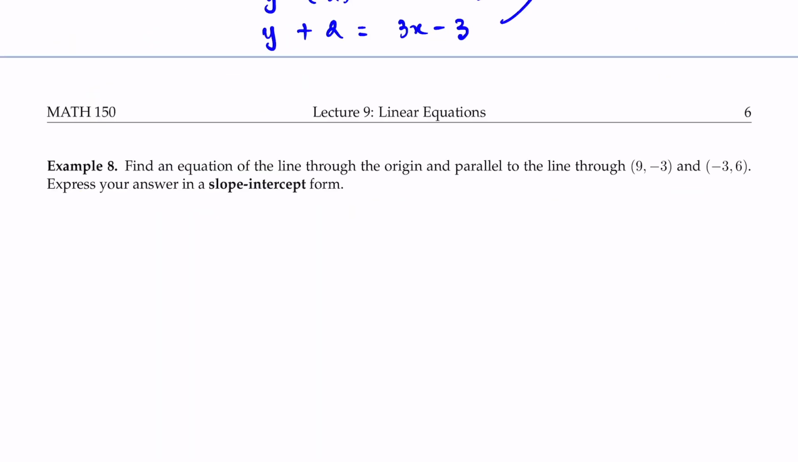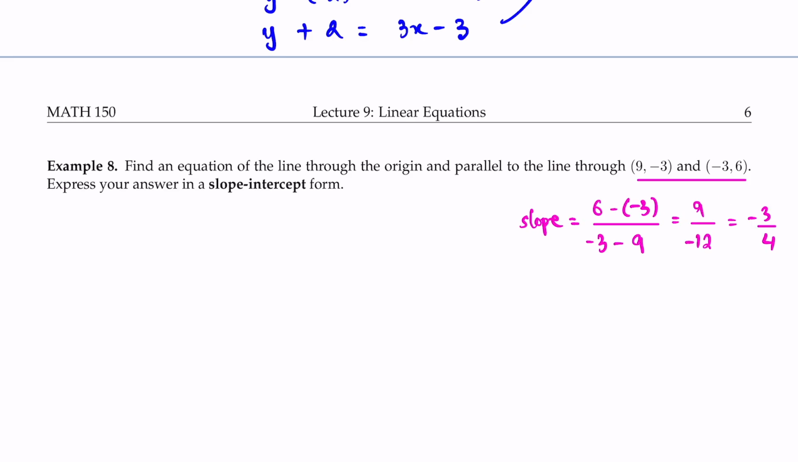For 8, find an equation of a line through the origin and parallel to the line through these 2 points. So there are multiple parts here, so it's getting a little bit harder to deal with. But let's find a line going through these 2 points first. So from these 2 points, I can have the slope to be 6 minus negative 3 over negative 3 minus 9. So I have 9 over negative 12, or negative 3/4 for that matter.